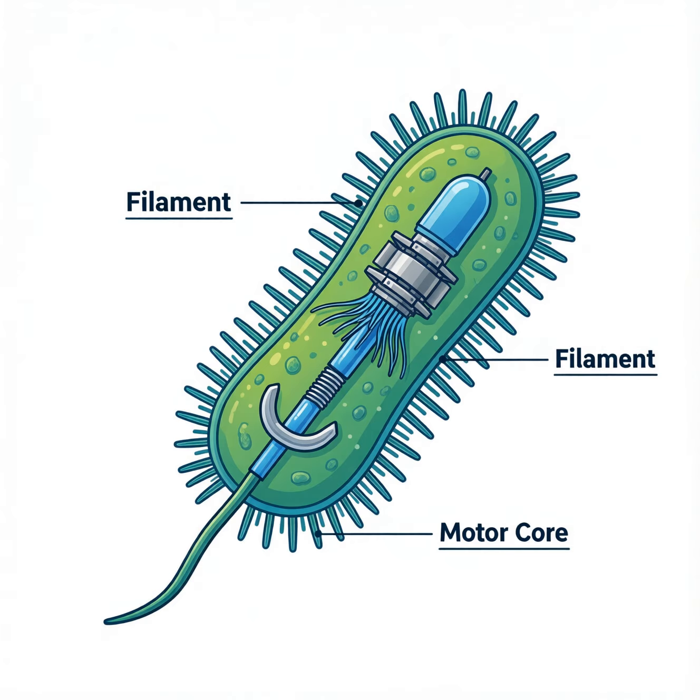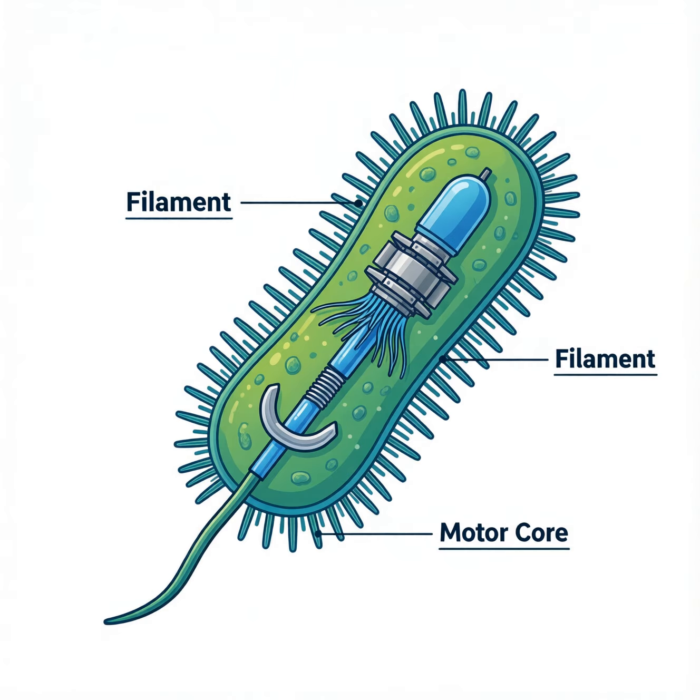Its outermost component, the filament, extends several micrometers and acts like a helical propeller. Connecting the filament to the cell body is a short curved structure called the hook, which functions as a universal joint. The motor core resides within the cytoplasmic membrane and comprises a rotor ring surrounded by stator units, anchored in the wall. Stator units form ion channels that conduct protons from the periplasmic space into the cytoplasm.